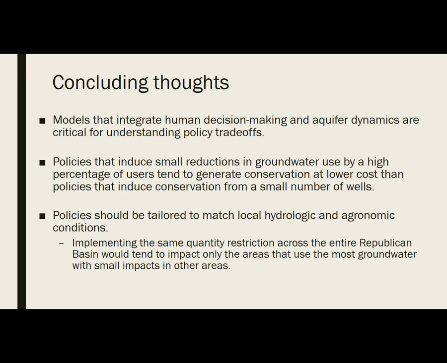A second point, as I just mentioned, is that in general, policies that can induce small reductions by a larger number of users are going to generate conservation outcomes at a lower cost than policies that induce conservation from a small subset of users. And finally, policies really need to be calibrated to individual areas. There's so much heterogeneity across the Ogallala Aquifer and even across the Republican River Basin of Colorado that a policy that may be best in one location may not be the best policy in another location.